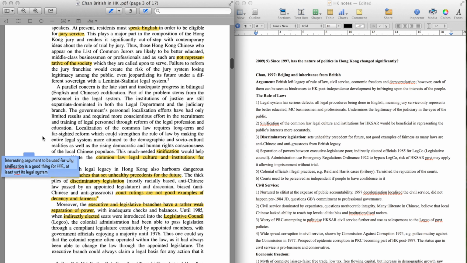So here I've got an interesting argument to use for why sinification is a good thing for Hong Kong, at least with respect to its legal system. You may want to start adopting shorthands. "With respect to" is quite a common one. It just makes your note taking far easier and far faster. And then you eventually find that your notes may be incomprehensible to another person because you've coded it in a certain way, which is good and bad. It saves time, and ultimately this is going to be used for you. So if you find it beneficial, go ahead and use it.